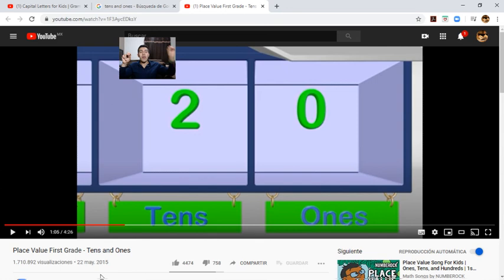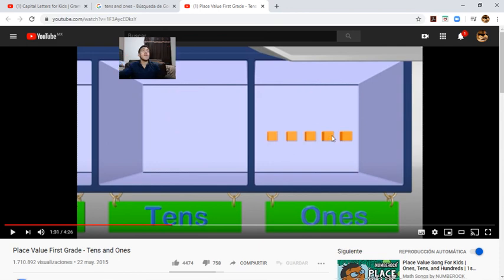Now that we have that rule out of the way, let's look at some place value blocks. Here is a ones block. This ones block is worth 1 and is represented by the number 1. What if I add more ones blocks to the ones place? How many ones are here? 1, 2, 3, 4, and 5.